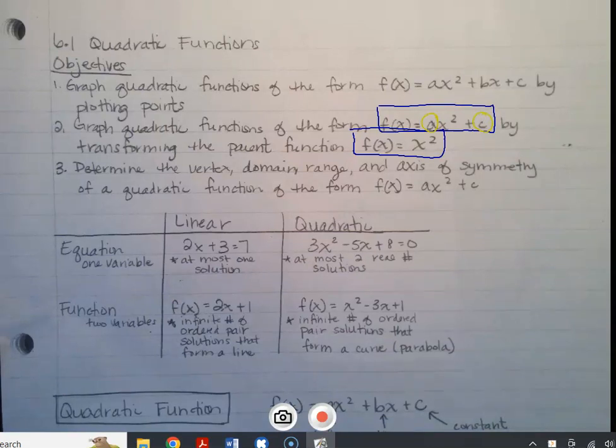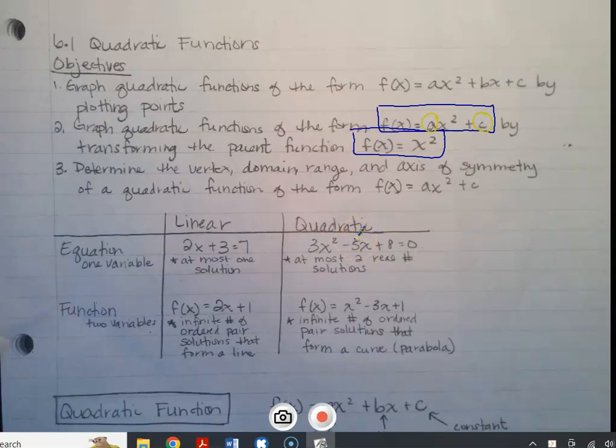All right, so let's look. Here we have a comparison between an equation and a function, and linear and a quadratic. It's kind of cool to look at. An equation only has one variable. So we have 2x plus 3 equals 7, which is linear, and 3x squared minus 5x plus 8 equals 0, which is quadratic. What's the difference between the linear and the quadratic equation? It's the squared values. They each have one variable, except this one has an x squared and this one has an x, right, in the quadratic.